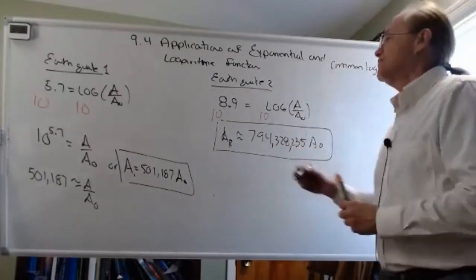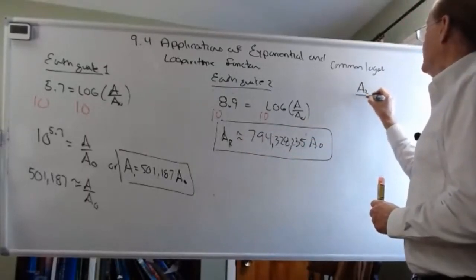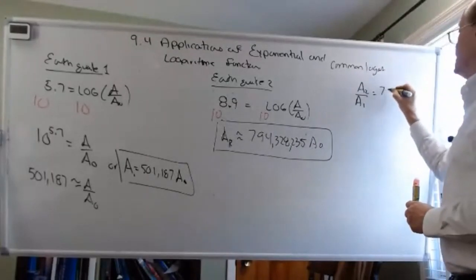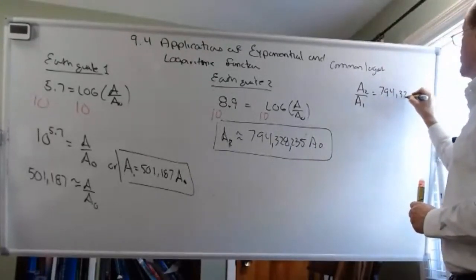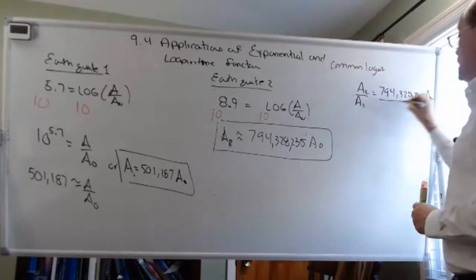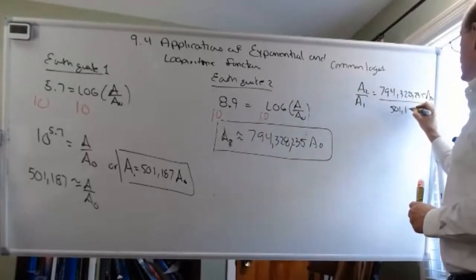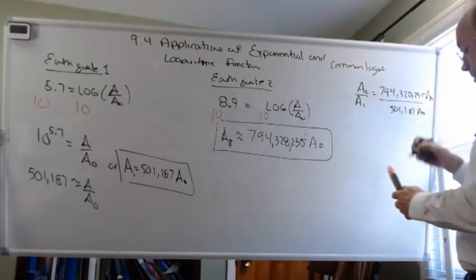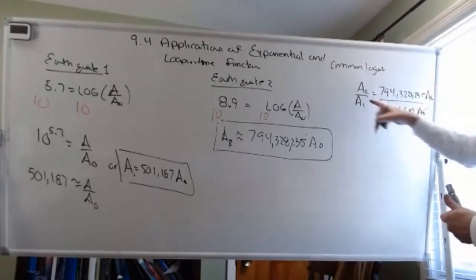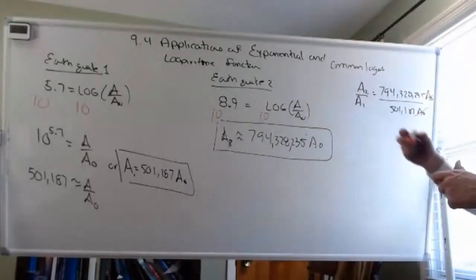Okay. Now let's answer the question. What is the relative size difference? So what I want to take is my amplitude of the second one divided by the amplitude of the first. So that's my 794,328,235 A0 over 501,187 A0. What happens to A0? It cancels out. So when I look at a relative measurement, I don't care what the initial background vibration is in the earth. It cancels out.